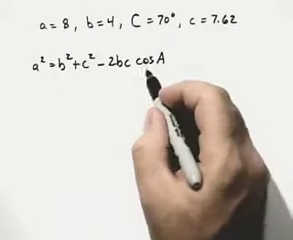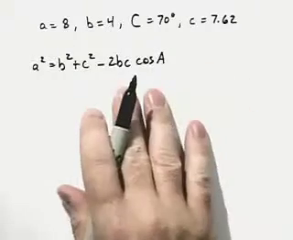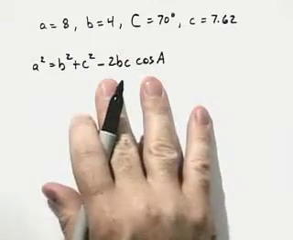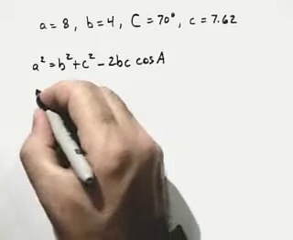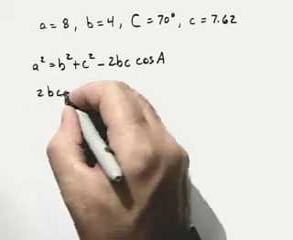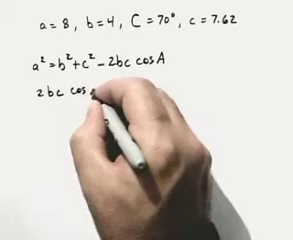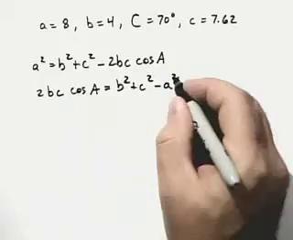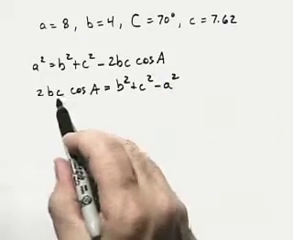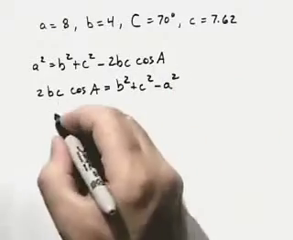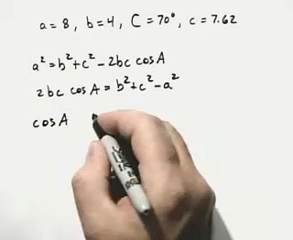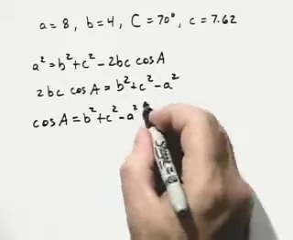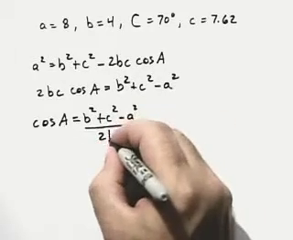And we'd like to isolate this cosine of angle A, so we're going to rearrange our terms to get the 2BC cosine A by itself. We'll get 2 times B times C times the cosine of angle A will equal B squared plus C squared minus A squared. Next, we'll divide both sides by 2BC. So we'll have cosine of angle A is equal to B squared plus C squared minus A squared divided by 2BC.